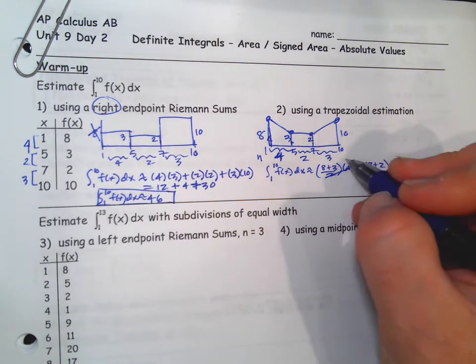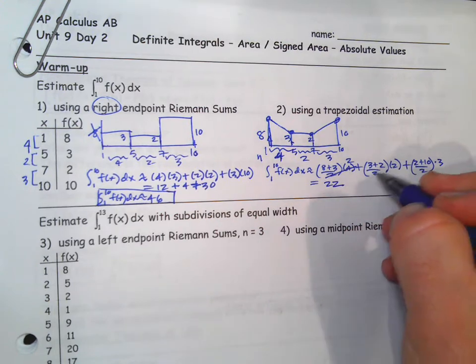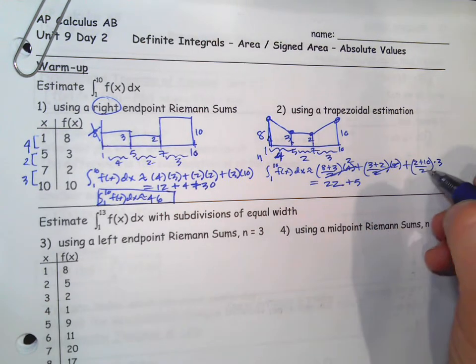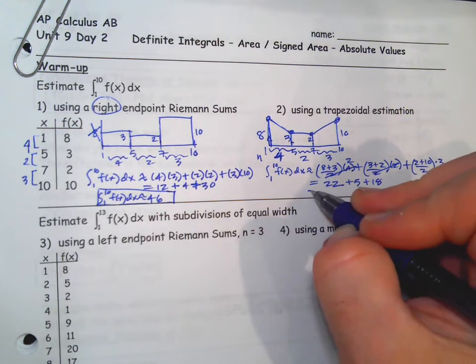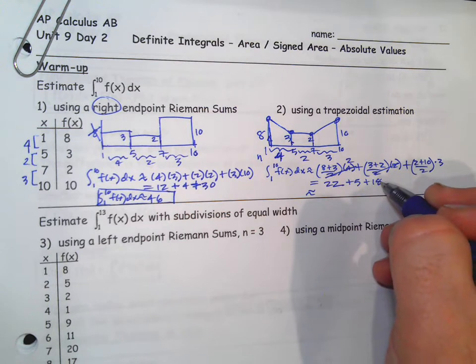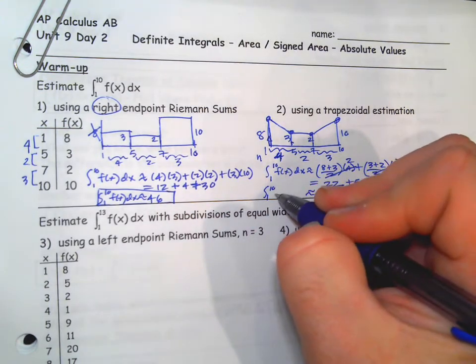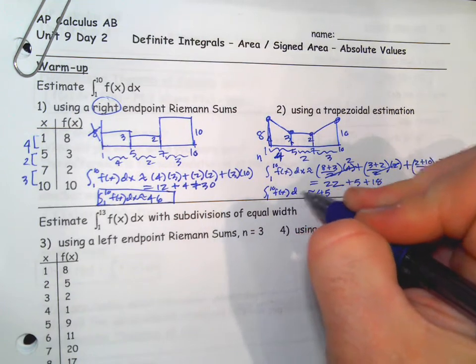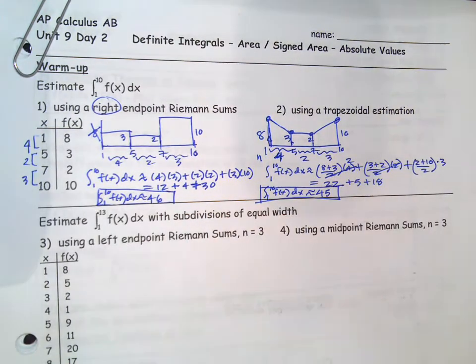And so that's going to be 2. So that's going to be 11. This is going to be 22. It's 5. It's going to be 6 times 3 is 18. So it's going to be 20, 34, 45 is the approximation. Close to the last one.